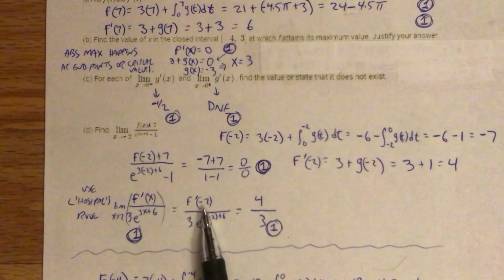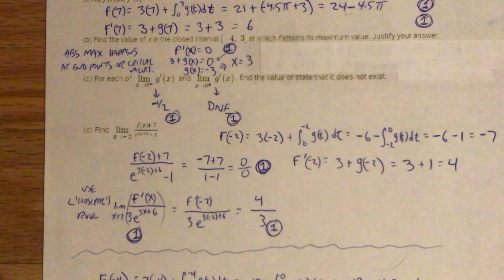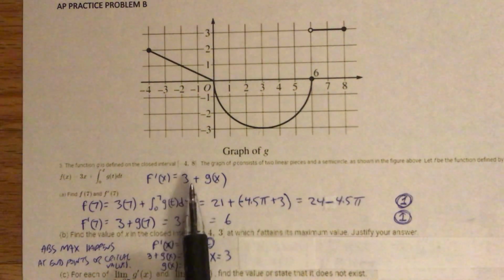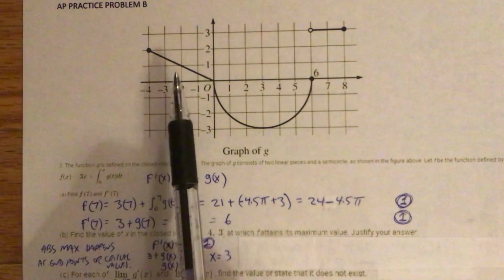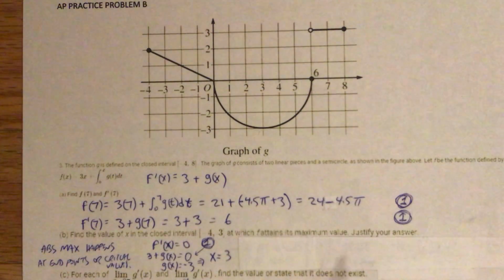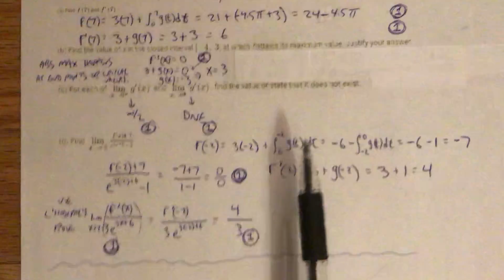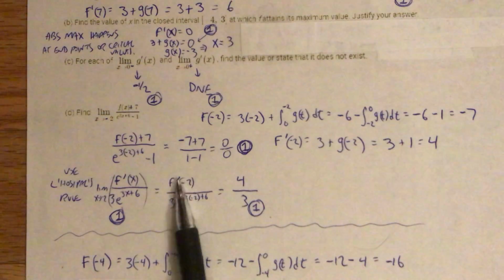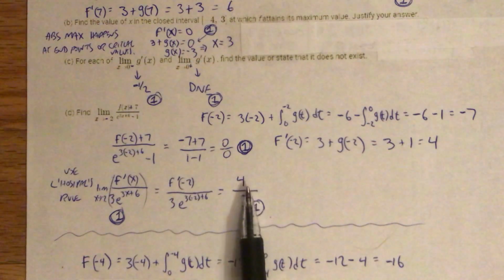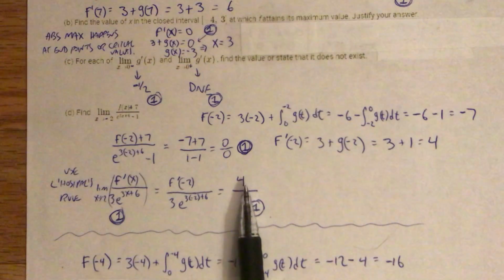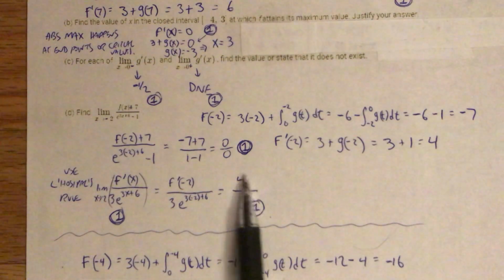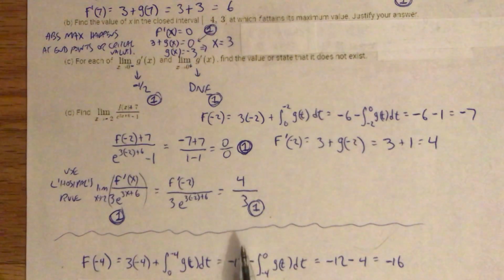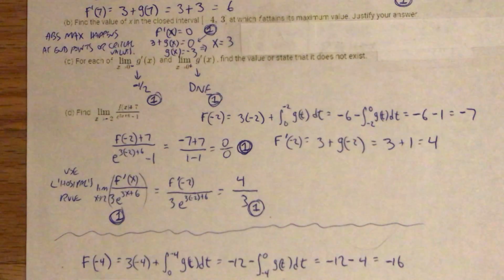So what's f prime of -2? Well, we have the expression for f prime. F prime of -2 is 3 plus g of -2. G of -2 is 1. So we're getting 3 plus 1, and that's how I'm getting this value 4. So we have 4 over 3, and that gets us all the points.